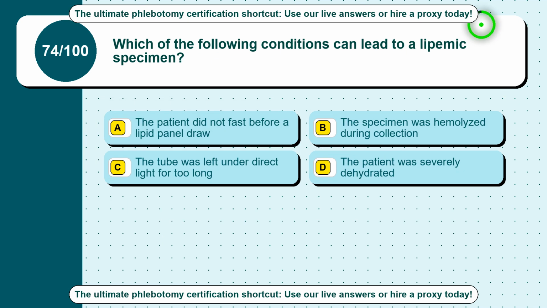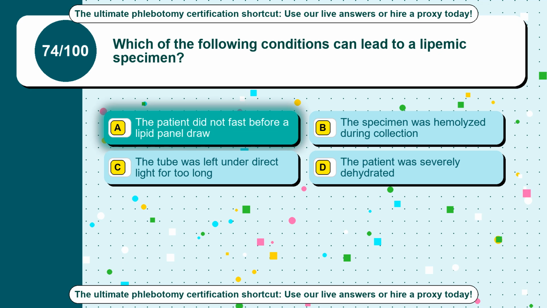Question 74. Which of the following conditions can lead to a lipemic specimen? Option A, the patient did not fast before a lipid panel draw. Option B, the specimen was hemolyzed during collection. Option C, the tube was left under direct light for too long. Option D, the patient was severely dehydrated.